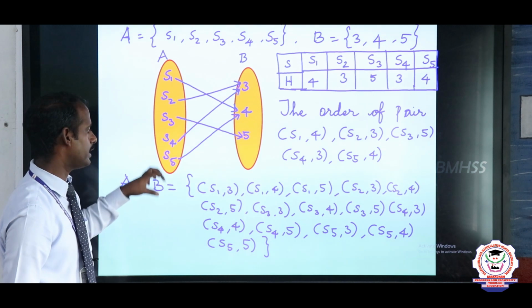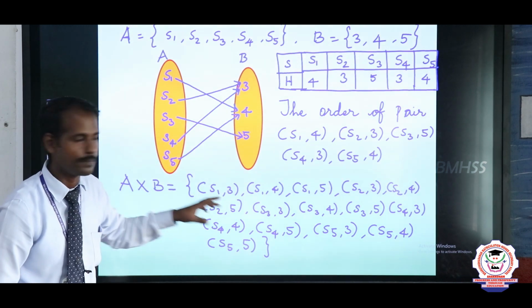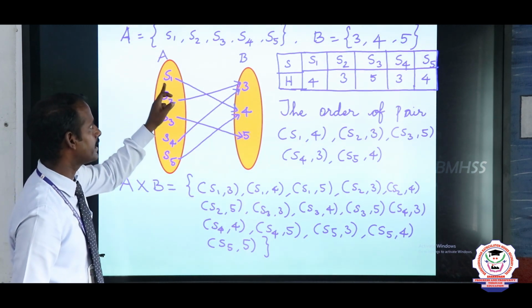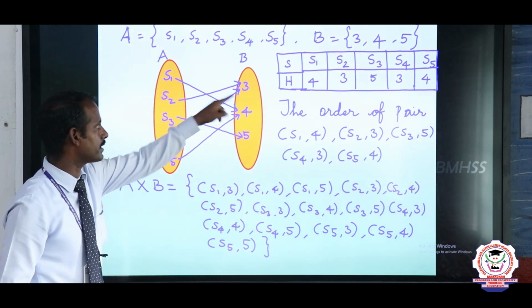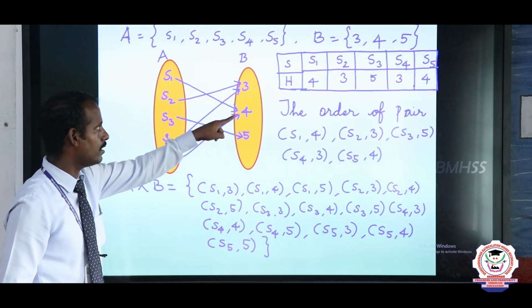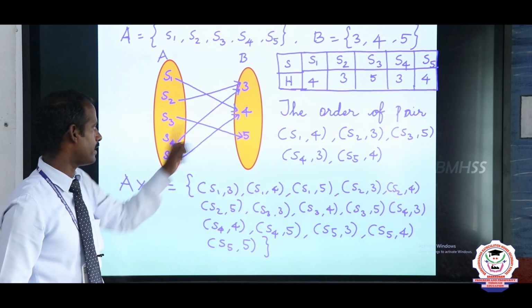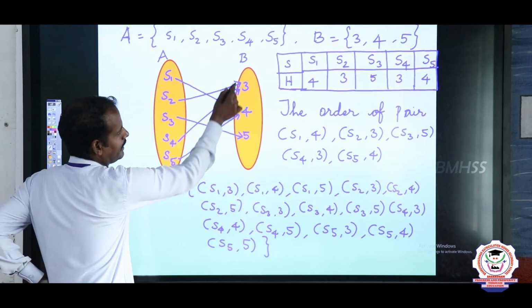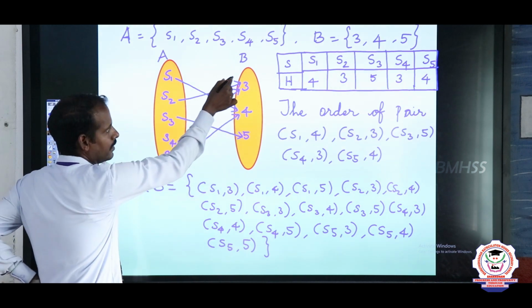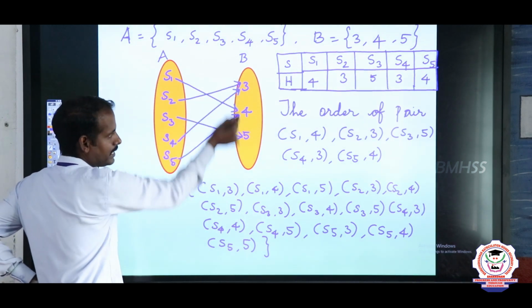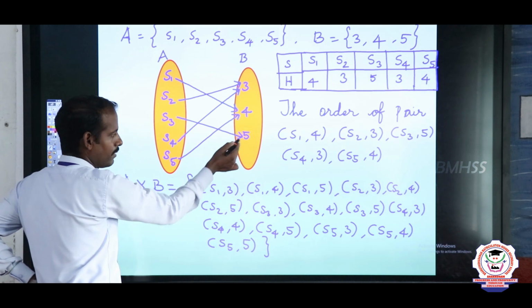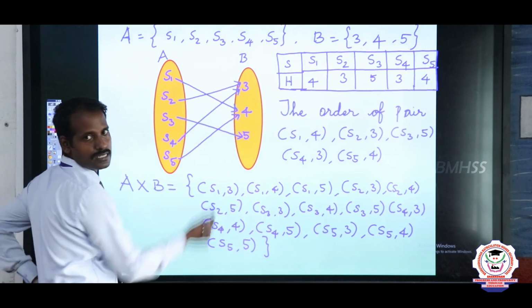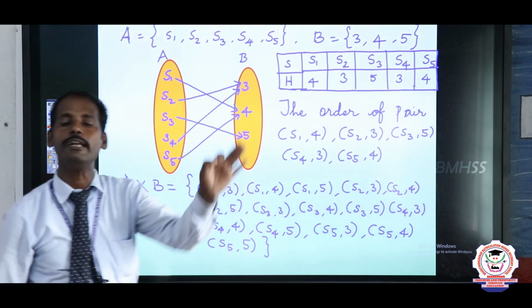So how to find out the A Cartesian product B? The relation between A and B, S1 comma 3, S2 comma 4, S3 comma 5, S4 comma 5. So like this, S1 relates 3 elements, S2 relates 3 elements, S3 relates 3 elements, S4 relates 3 elements, S5 relates 3 elements. That is A Cartesian product B.